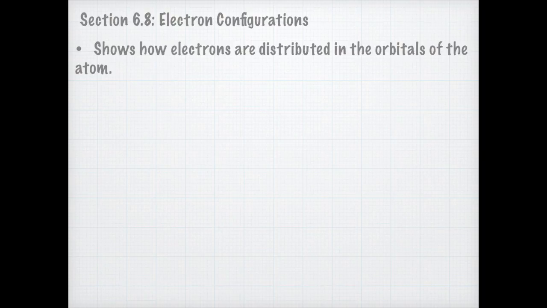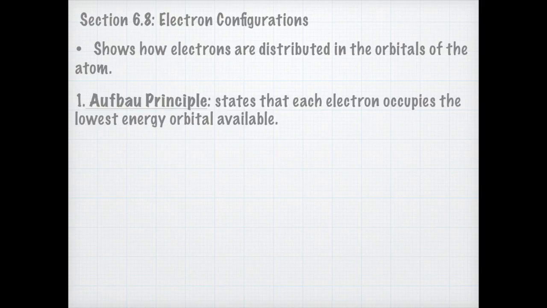So first of all, electron configuration simply shows how electrons are distributed in the orbitals of the atom. So all of those orbitals that I just talked about. It explains how exactly they're distributed. Now, there are 3 different principles that we use when writing the electron configuration for an atom. The first is the Aufbau Principle. The Aufbau Principle states that each electron occupies the lowest energy orbital that is available. I use a periodic table to demonstrate this, so I will show you how I do that in 1 second once I go over the rest of these principles.